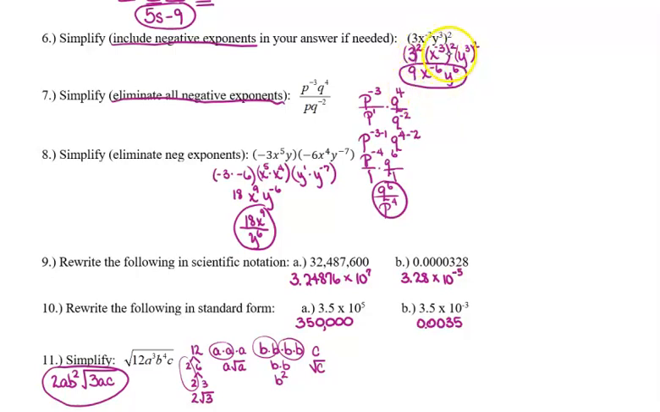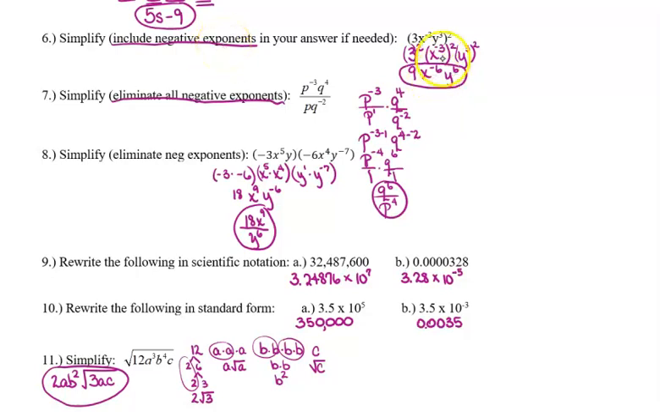Remember, when you have a power raised to a power, you multiply. So we're going to do negative 3 times 2 is negative 6. And when we have a power raised to a power, we multiply. So positive 3 times positive 2 would be positive 6. Now, this one said we could include negative exponents.